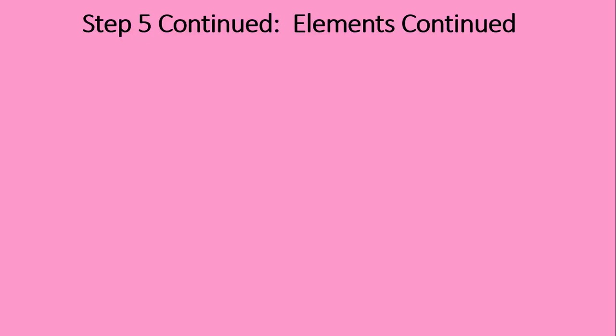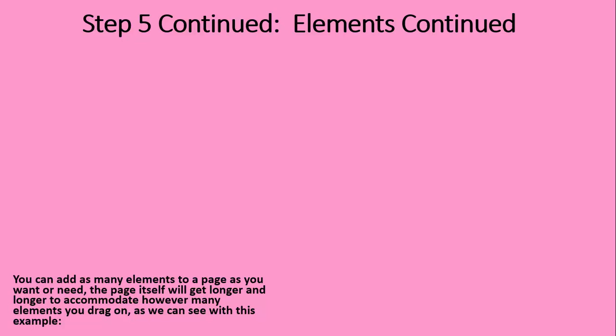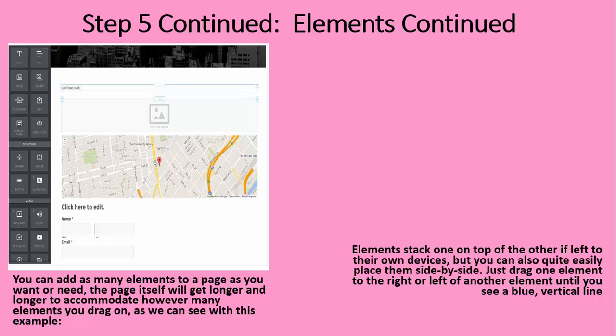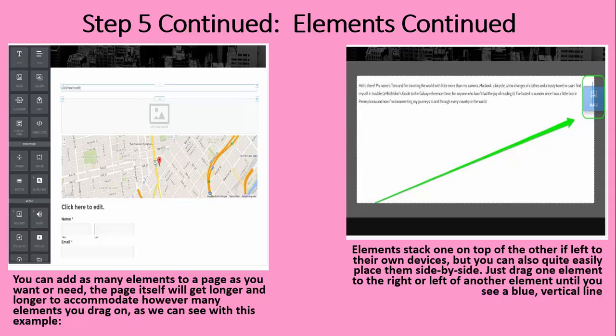Elements continued. You can add as many elements to a page as you want or need. The page itself will get longer and longer to accommodate however many elements you drag on, as we can see with this example. Elements stack one on top of the other if left to their own devices, but you can also quite easily place them side by side. Just drag one element to the right or left of another element until you see a blue vertical line, just like shown here.